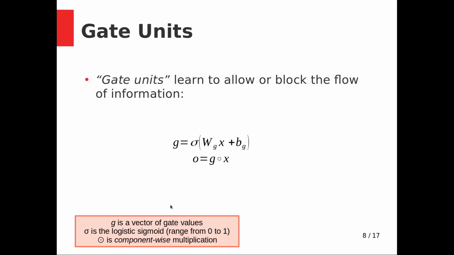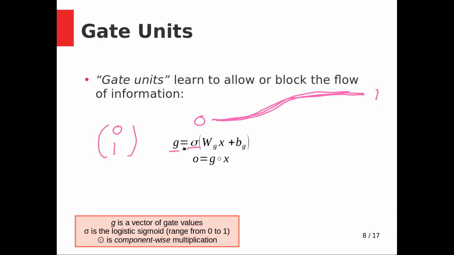So what is a gate unit? A gate unit is a unit that learns to manage the flow of information. Two important parts. One is this sigmoid, the logistic sigmoid, which looks kind of like tanh, but it has a range of 0 to 1. So G, basically, is going to be a column vector, the way that we've been notating these things, that is going to be full of values between 0 and 1, right?